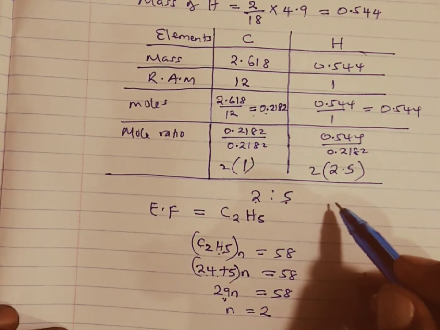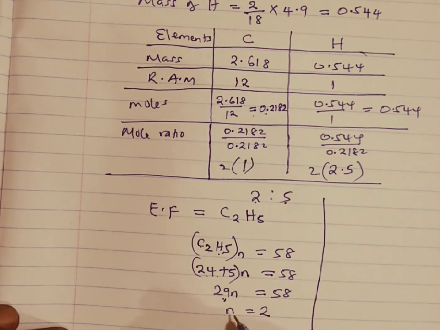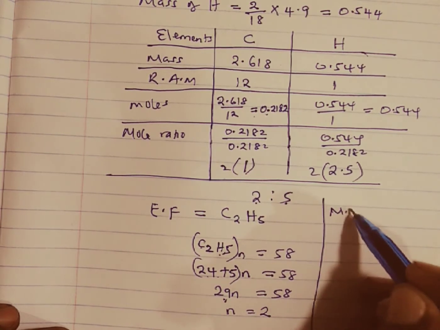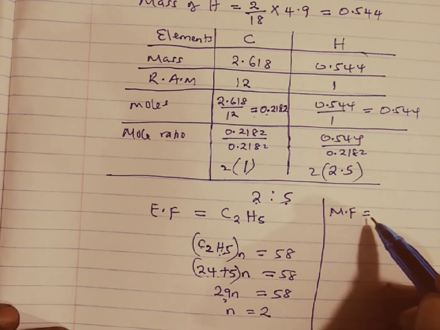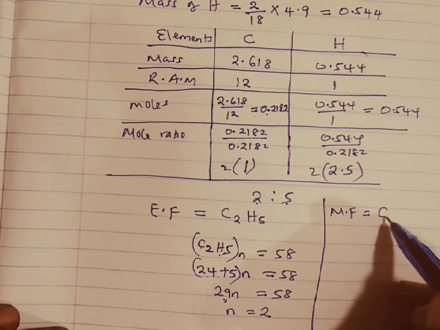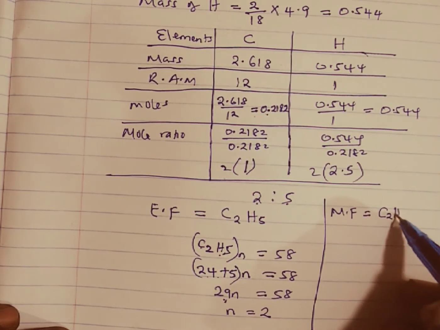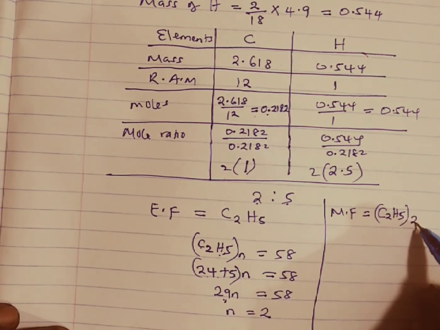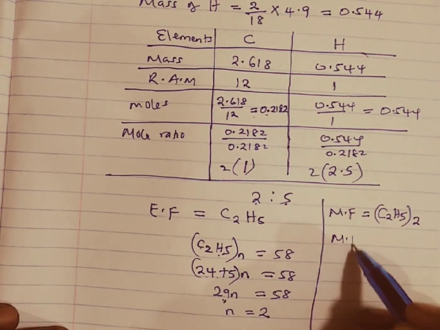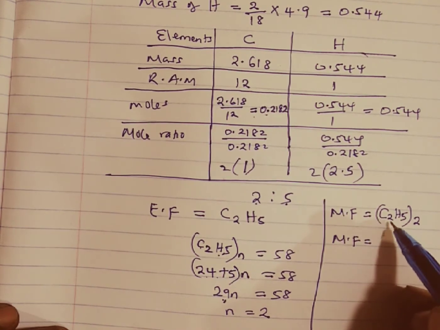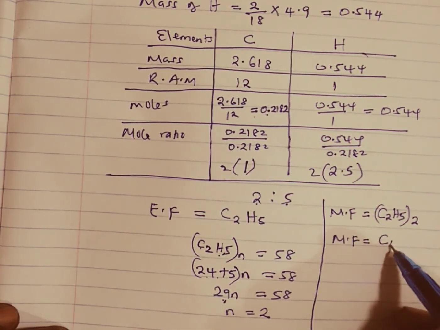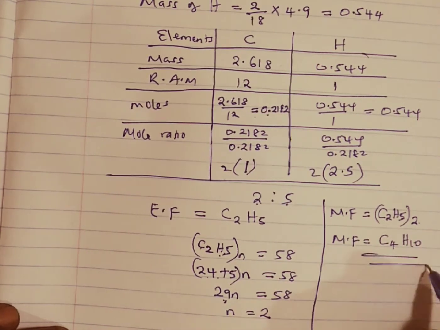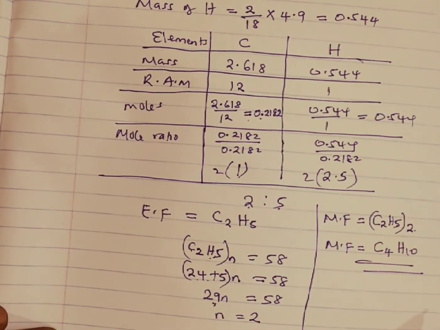Once we have the value of n, we can now get the molecular formula. So to get the molecular formula, we are going to take the empirical formula, which is C2H5. We multiply by the value of n, which is 2, and now the molecular formula is going to be equal to C2 times 2, which is C4. H, we have 5 times 2, which is 10, and that is the answer to this particular question.